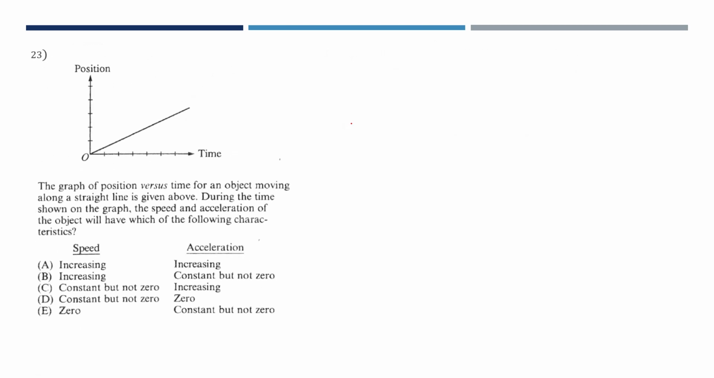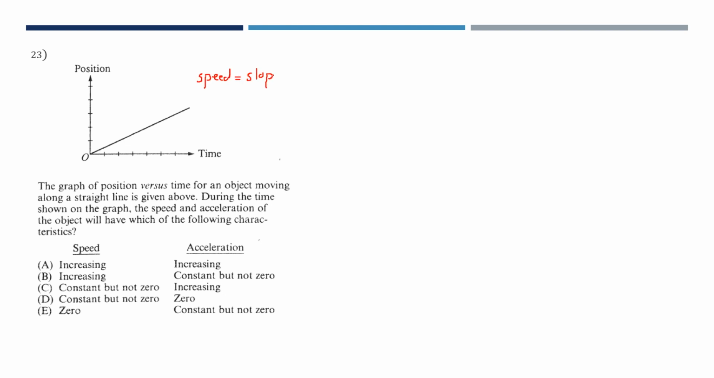Question 23. We have a graph between position and time. Position means displacement or distance. The graph of the position versus time for an object moving along a straight line is given above. During the time shown on the graph, the speed and the acceleration of the object will have which of the following characteristics? How could you find the speed from a position time graph? Yes, speed is the slope.